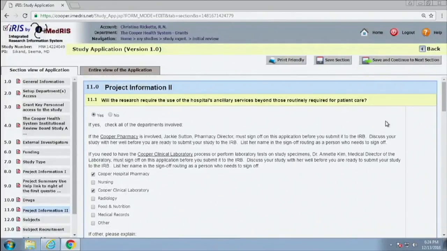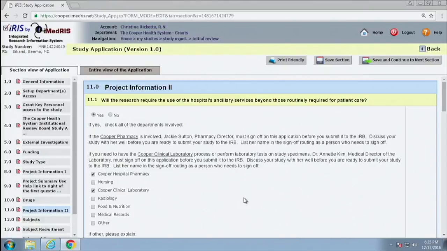Project information, this is talking about the different departments, as Amy had said. So if we're using Jackie and the research pharmacy, Carla Vogel, she'll issue the drug to the floor, the ER, or whatever, they're mixing it. We would check that they're involved.